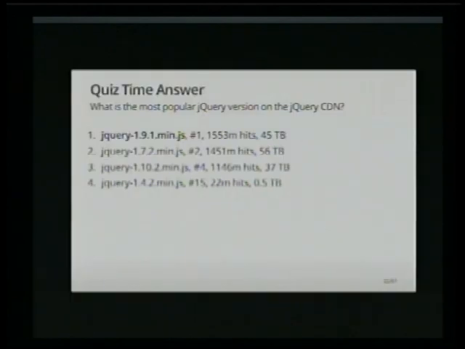Which brings us almost to the end, so it's finally time to resolve the quiz. I hope you're excited. Everyone who guessed C, and that was very few people, was actually right. This is like the number one. And by the way, the top file here, 191 min.js, had within one month 1.5 billion hits, which used 45 terabytes of bandwidth.